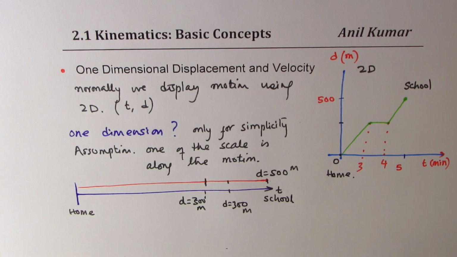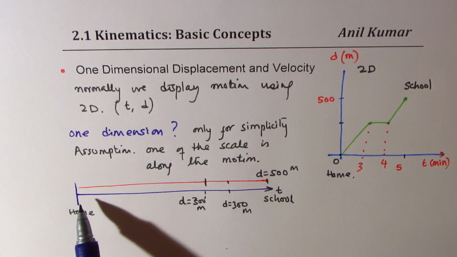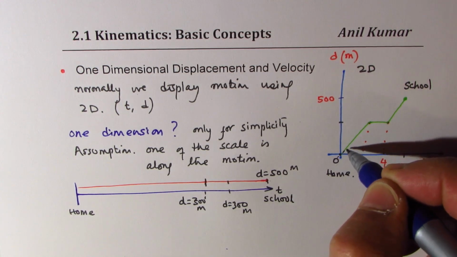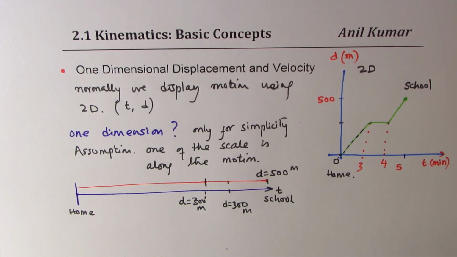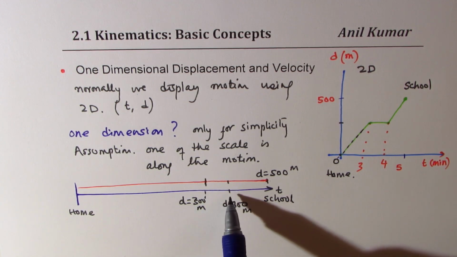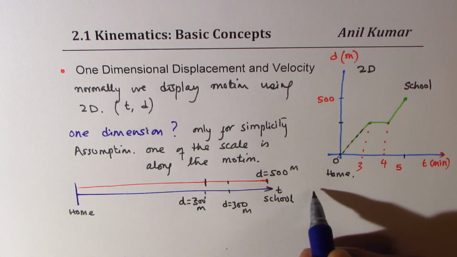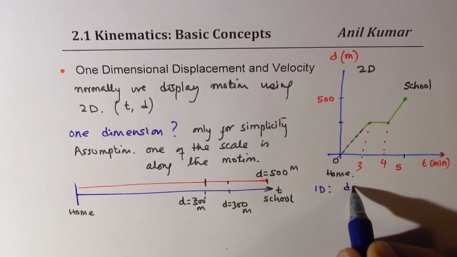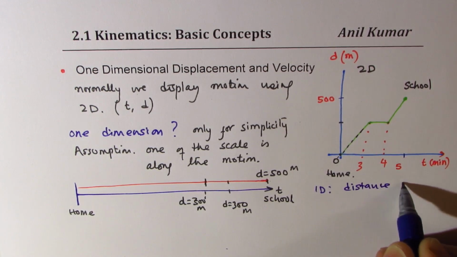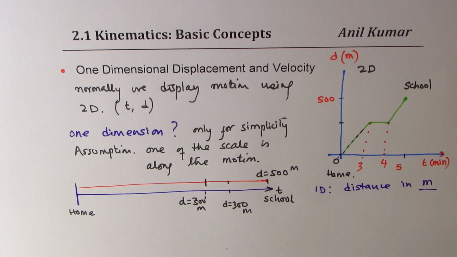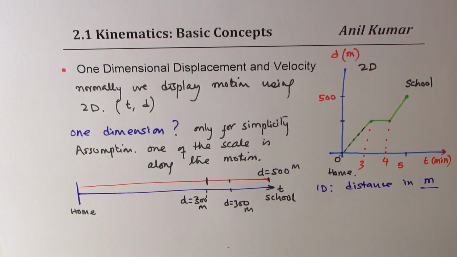So in most of our examples in this particular video, we'll consider one-dimensional displacement where the axis time is, think about it, kind of in the same direction. You get an idea, right? We cannot stop time, but we can say, well, the distance remains the same. So here we are only saying that one dimension is distance in meters. You get an idea, right?